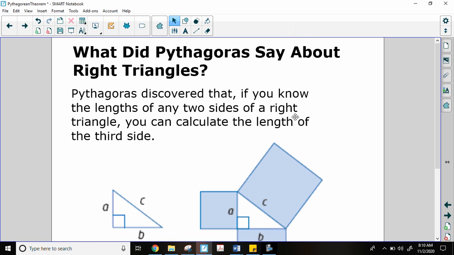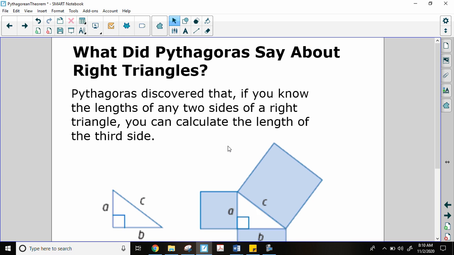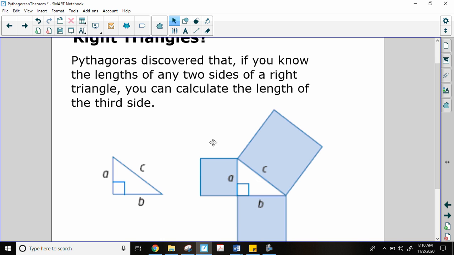So when Pythagoras figured out this relationship, he said, well, there's got to be a way that I can find, because I can always find that hypotenuse or that longest side, I should be able to go backwards and find an unknown side length. And this is how he came up and he named his triangles.